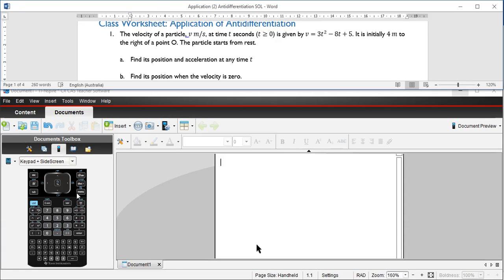Question 1 is looking at velocity. We did this in class, so I'm just going to go through it again with the CAS. The velocity of a particle, v meter per second, at time t second. So take note of any condition. In this case, the domain, obviously time has to be positive. The other thing that you want to pay attention to is the unit for velocity.